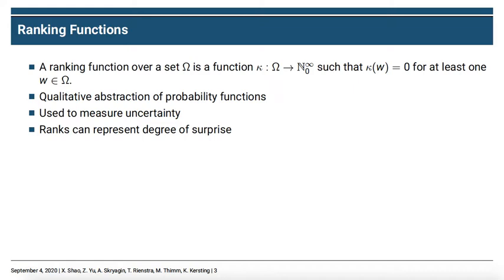This function is a qualitative abstraction of probability functions. Then naturally it can be used to measure uncertainty, and this uncertainty can represent degree of surprise. That means higher ranks imply more surprise, therefore less likely to happen.